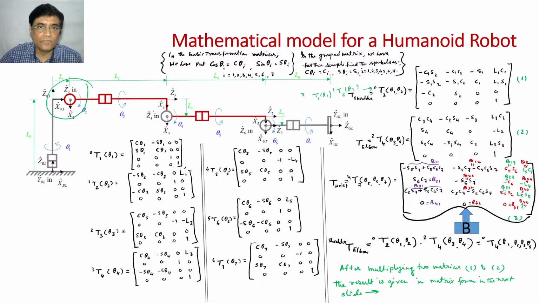Then you look at the elbow. So this is my elbow. There are 2 joints also.